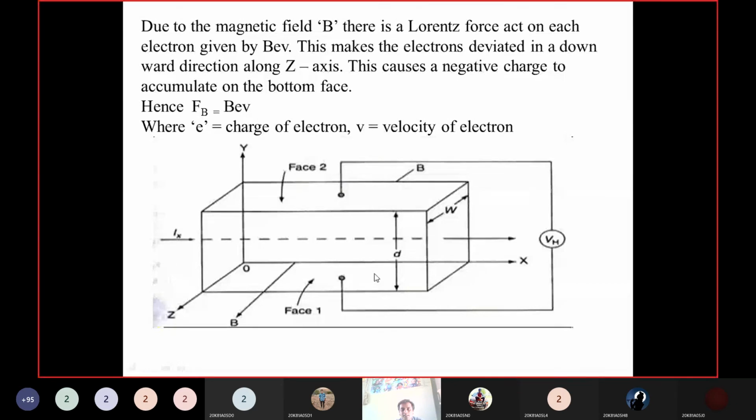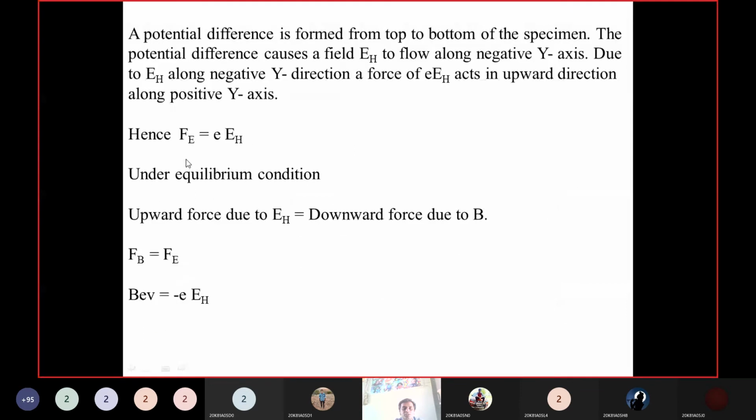Due to that potential difference, an electric field will be developed. Due to that electric field, some force will act on the charge. That force F_E is equal to e into E_H. Here e is the charge of the electron, and E_H is the electric field developed across the faces. So E_H is the Hall electric field.